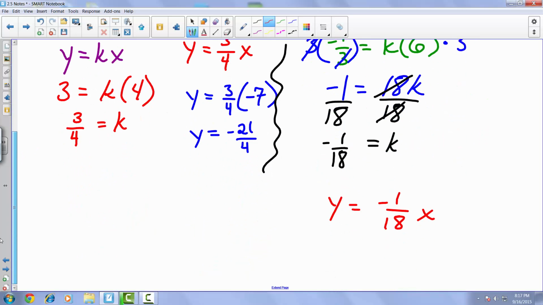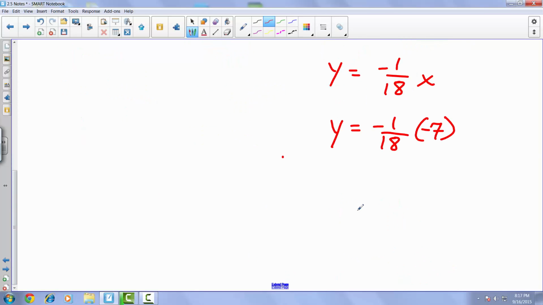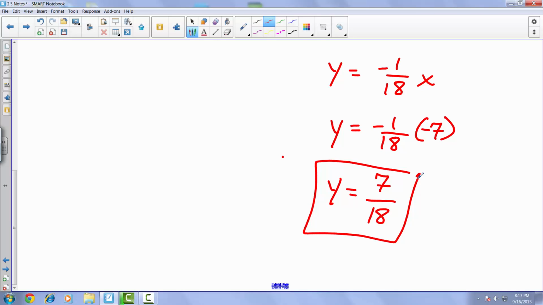Well, all we're going to do is throw in -7 for x. So we end up with y is equal to -1/18 times -7. And then just multiplying, we end up with y is equal to 7/18. So there is our y value that we're looking for. Again, that is example 2 from our 2.5 set of notes.